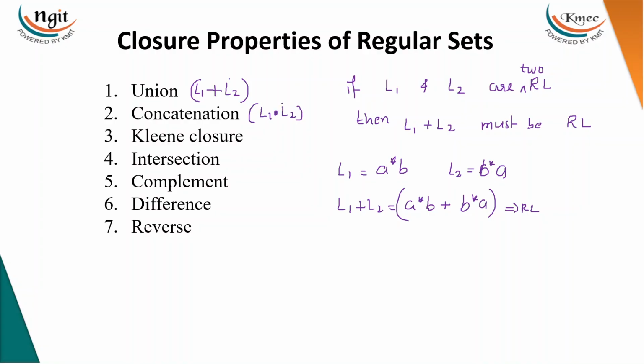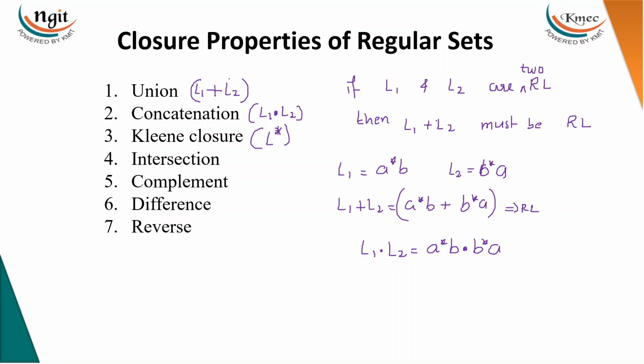So regular languages are said to be closed under concatenation. If L1 and L2 are two regular languages, then L1 concatenation L2 is also regular. L1 concatenation L2 means what? A star b concatenation b star a, like that. Then you can say the same for Kleene closure, L star.